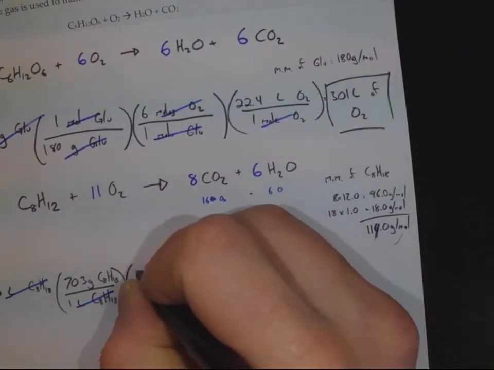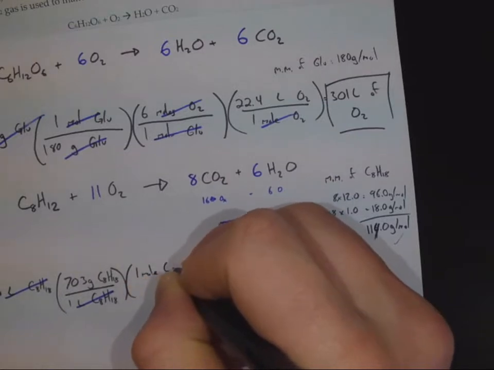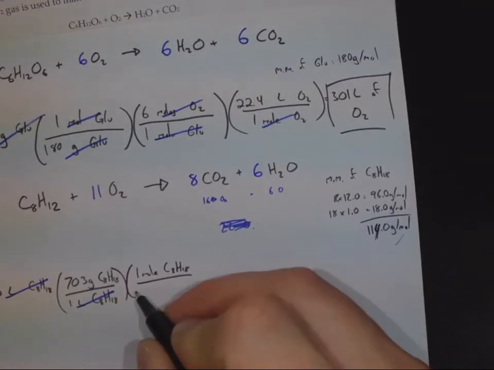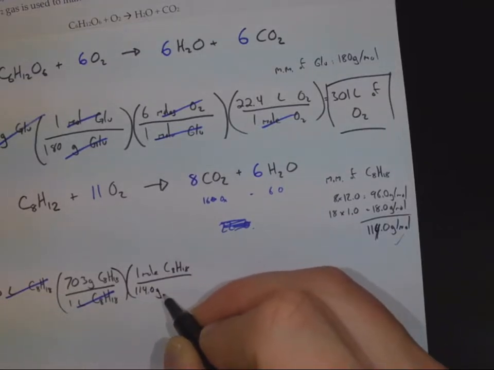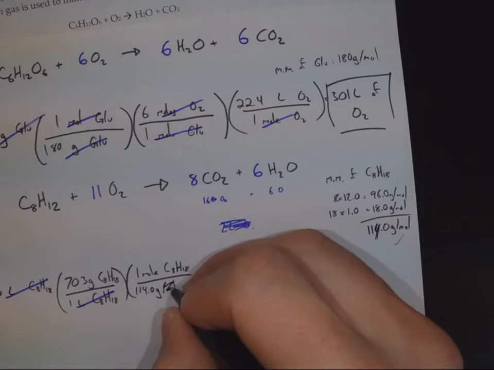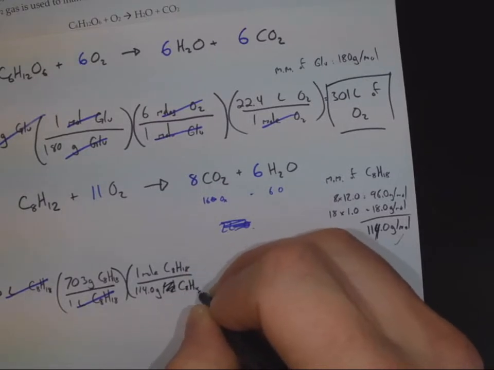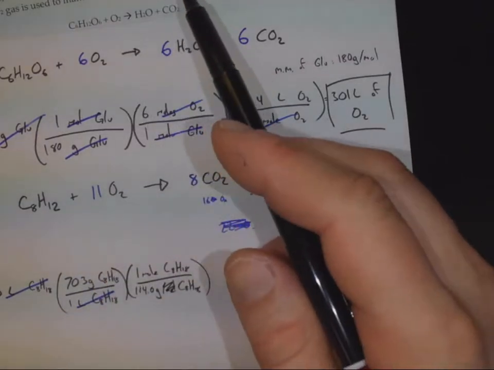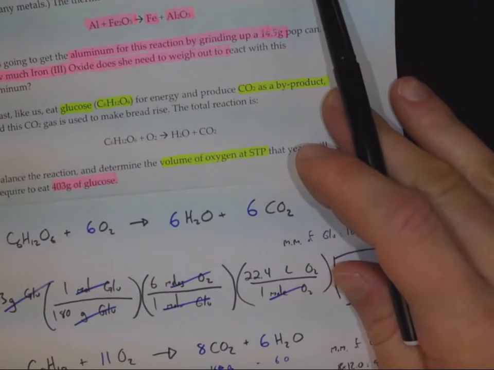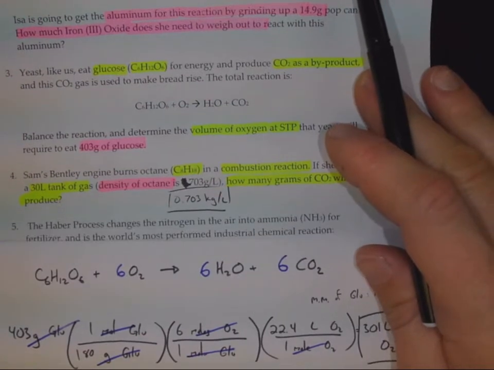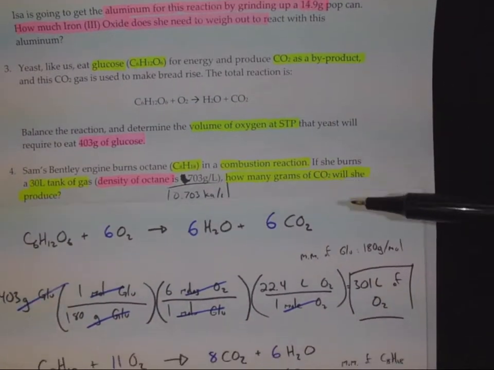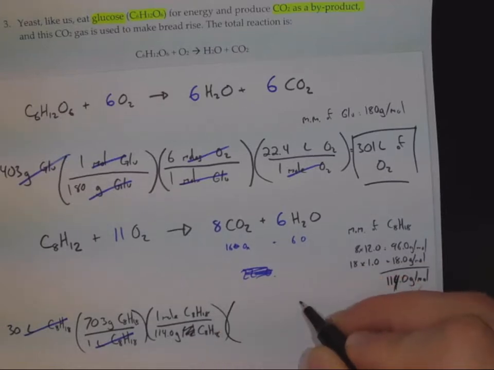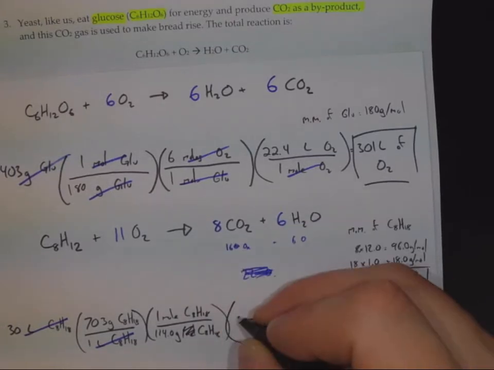So 1 mole of C8H18 gives us 114.0 grams. C8H18, octane. And now we need to convert that into what are we doing? We're asking how much carbon dioxide. Okay, so we're going to convert moles of octane to moles of carbon dioxide.